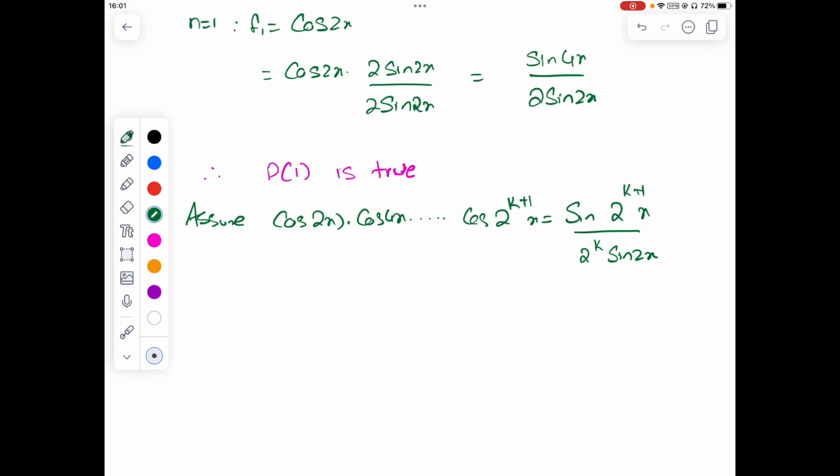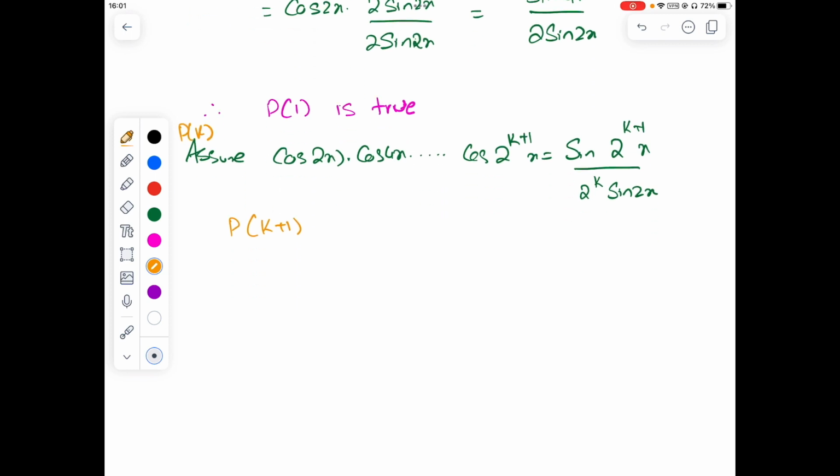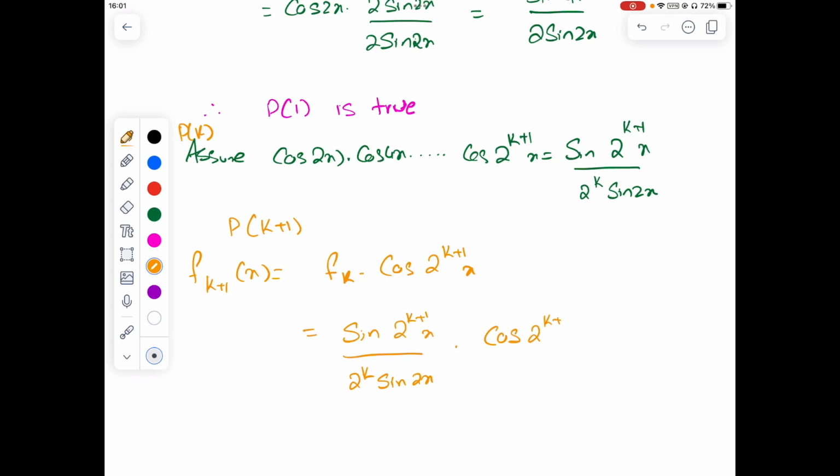Now what am I going to do? I have to prove that it is true for n equals k plus 1. So P of k plus 1, given that P of k is true. For that, what will I do? F of k plus 1 of x is nothing but f of k times cos of 2 power k plus 1 x. So f of k we have already assumed as sine 2 power k plus 1 x upon 2 power k sine 2x, times cos 2 power k plus 1 x.